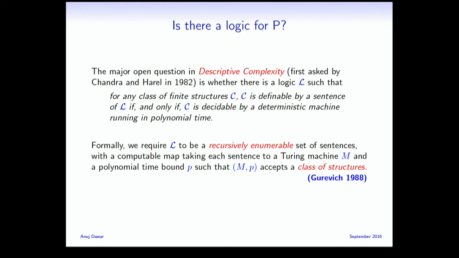So formally, said loosely, a very loose requirement, the logic L should be a recursively enumerable set of sentences with a computable map that takes each sentence to a pair which is a deterministic Turing machine and a polynomial bound on it, such that running this machine to that bound actually accepts a class of structures. In other words, it's invariant under the equivalence relation of structures. So we require that, and then of course we require that for every polynomial time property there is a sentence.